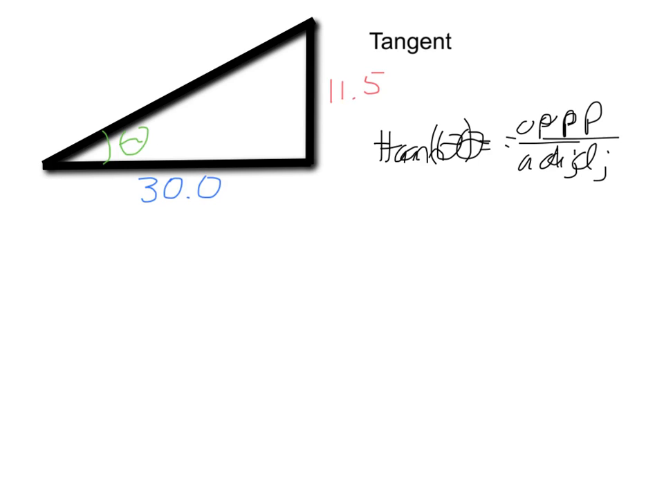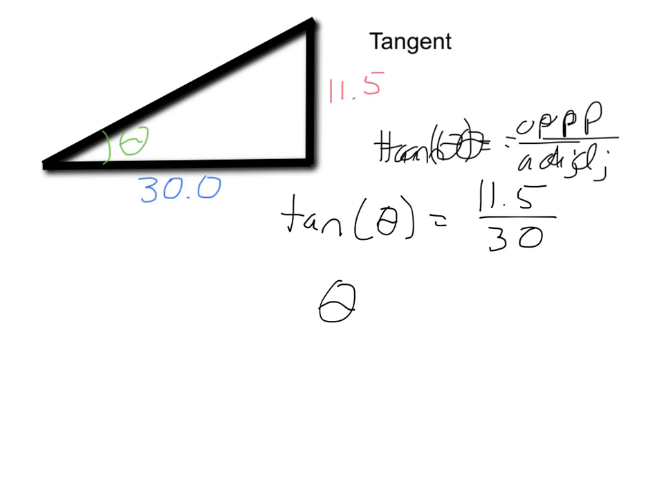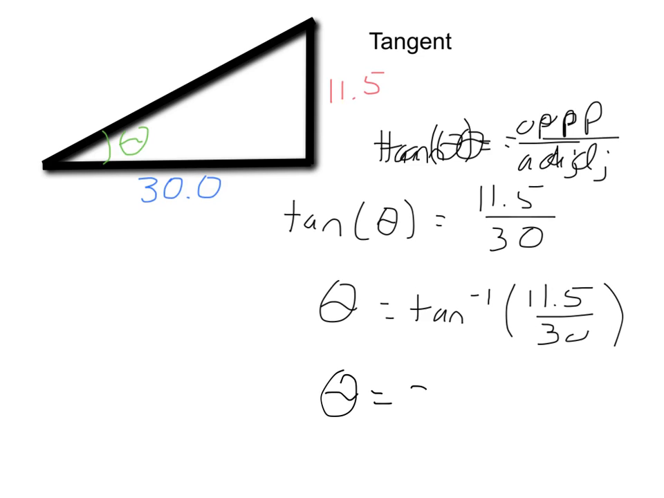So let's go ahead and plug everything in first. So I got tangent of the theta that I'm trying to figure out equals 11.5 over 30, and I need to get that theta out from inside. So what do I use? I use the tan inverse. If I was using sine, I'd use sine inverse. So theta is going to equal tan inverse of 11.5 over 30, which comes out to be about 21 degrees.